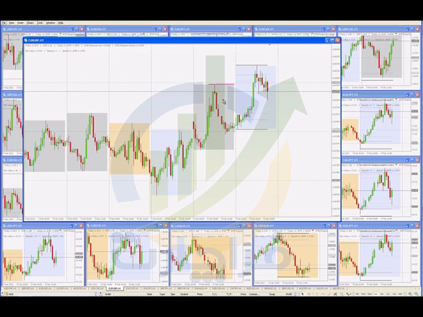Moreover, what do we have? We have that level there that was yesterday's high. We also have the low for the week, that one there, and well, also this one here.